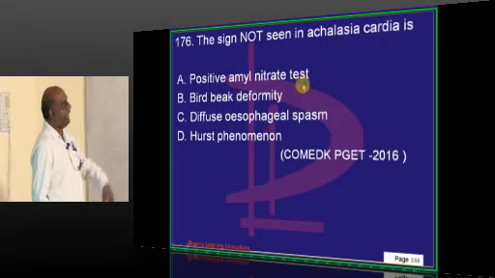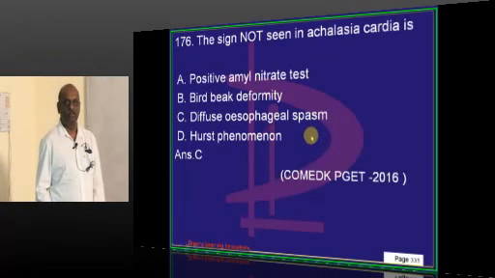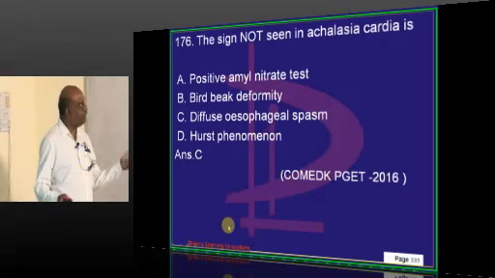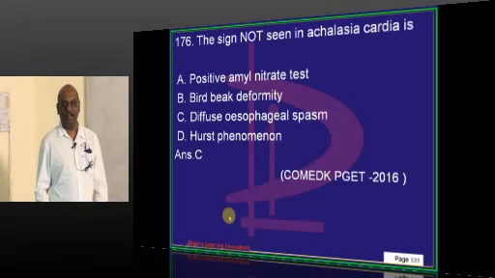So which sign is not seen in achalasia cardia? You see it in diffuse esophageal spasm. Why will you see it in achalasia cardia? They both are different, no? Am I right or wrong, doctor?